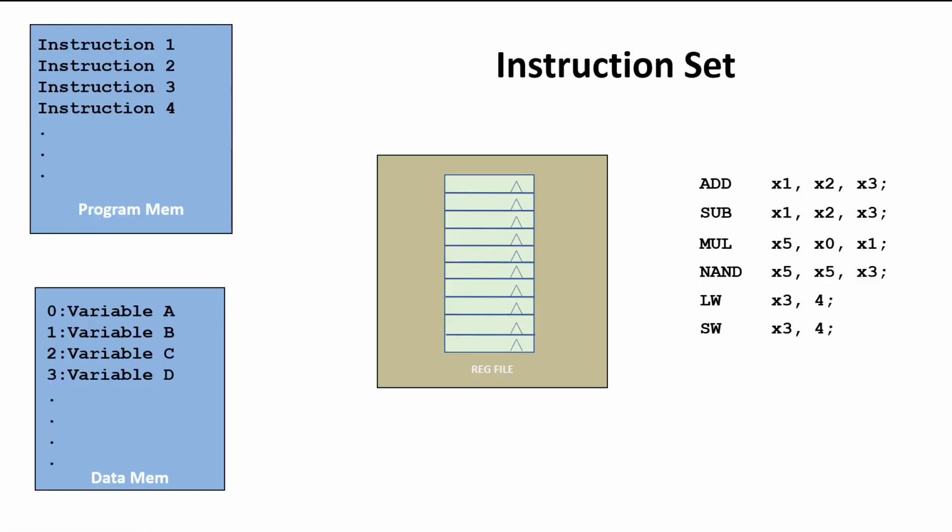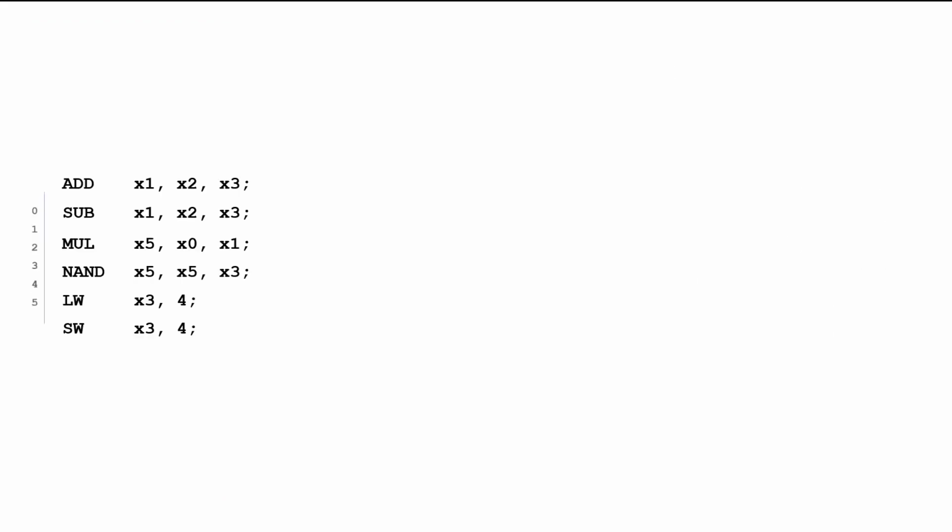So first of all, we want to convert this pseudo English to machine code. For that, we can assign a number to each kind of instruction. For example, we can assign 0 for add, 1 for subtract, 2 for multiplication, 3 for NAND, 4 for load word, 5 for store word. So this is often called the opcode or operation code of the instruction.